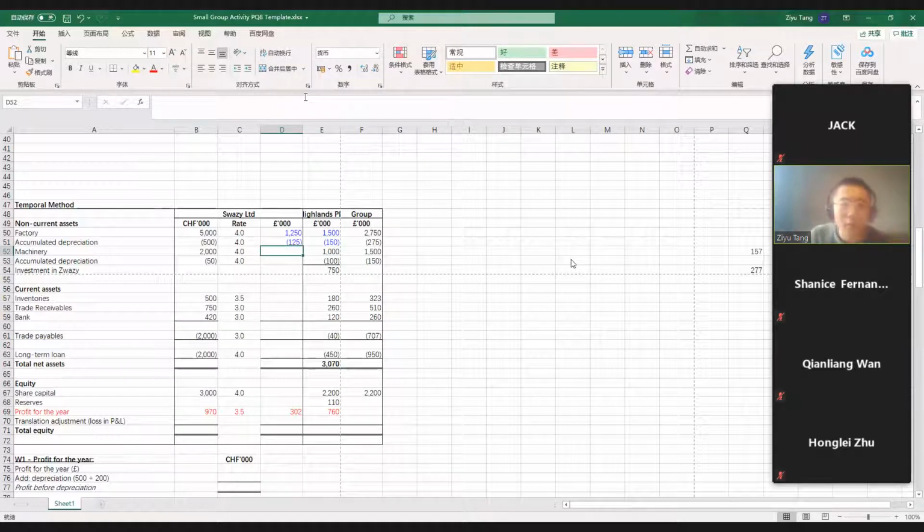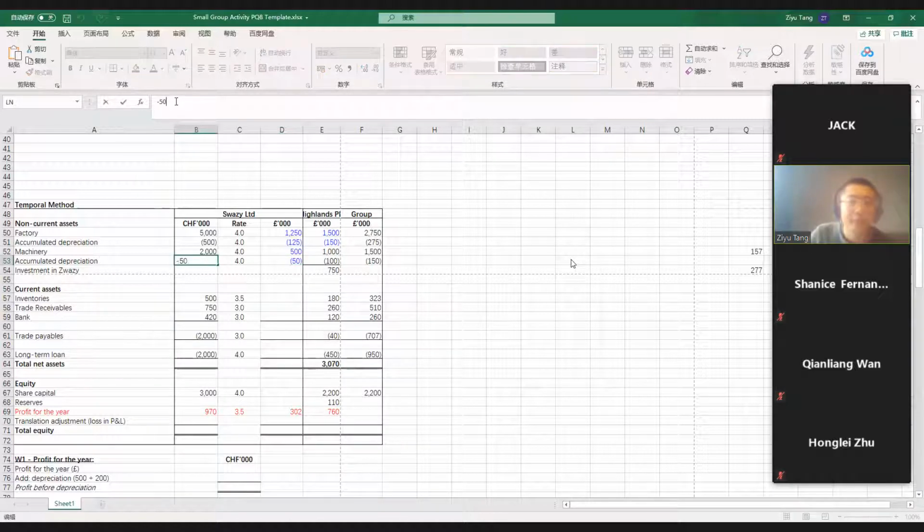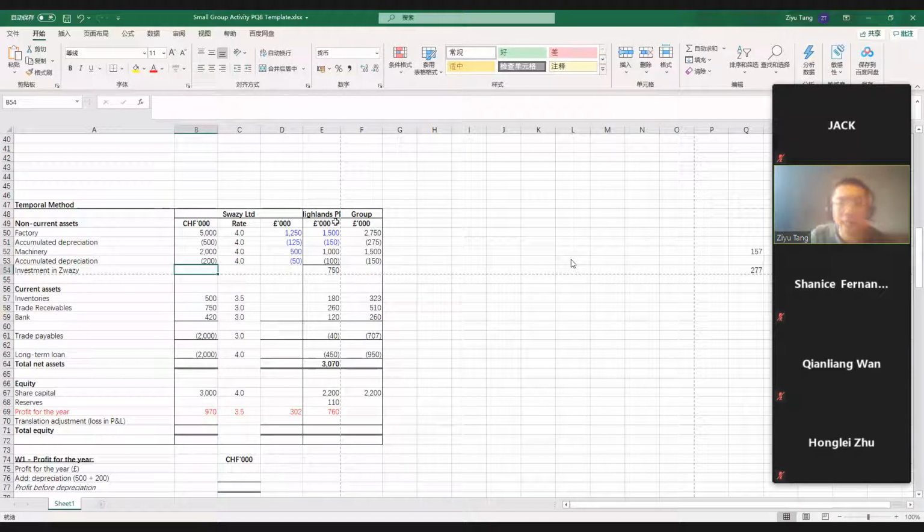And 2,000 divided by 4 is 500, 50 divided by 4, negative 50. Sorry, this is negative 200. This is negative 200. Okay, and all other items are similar, like inventory divided by 3.5. So basically all items are similar, and now you have translated the Swazi Ltd's financial position from CHF to British pounds, and the next step is to prepare the consolidated statement.